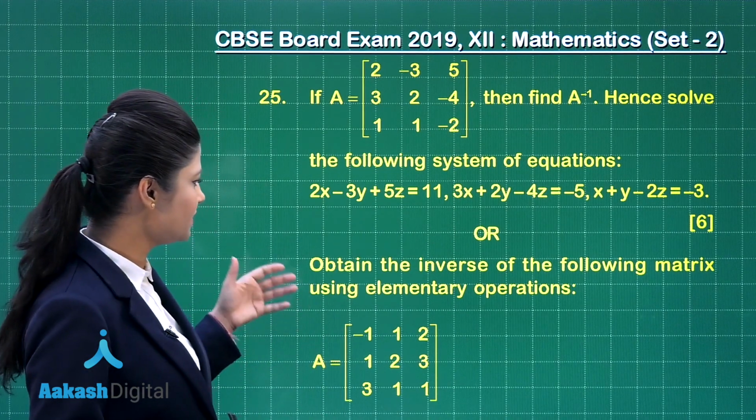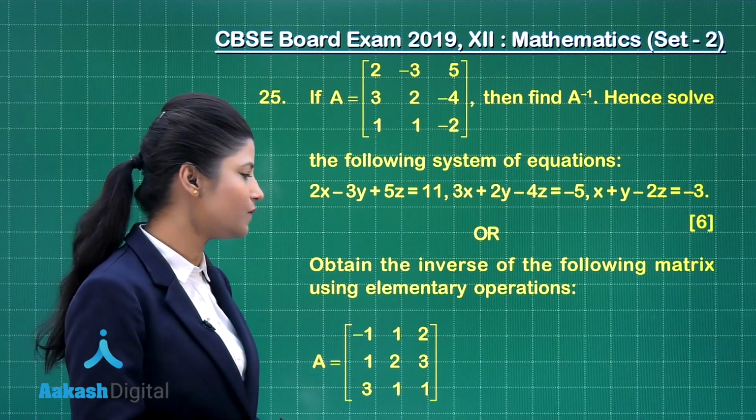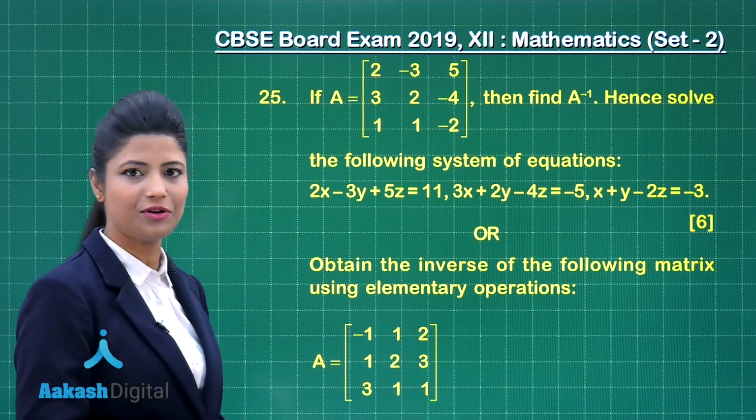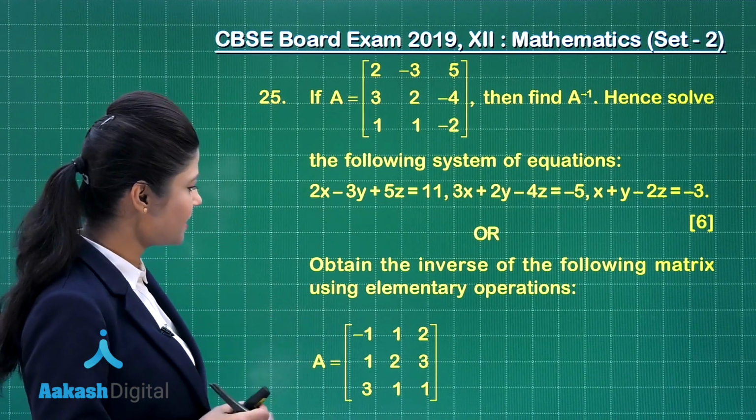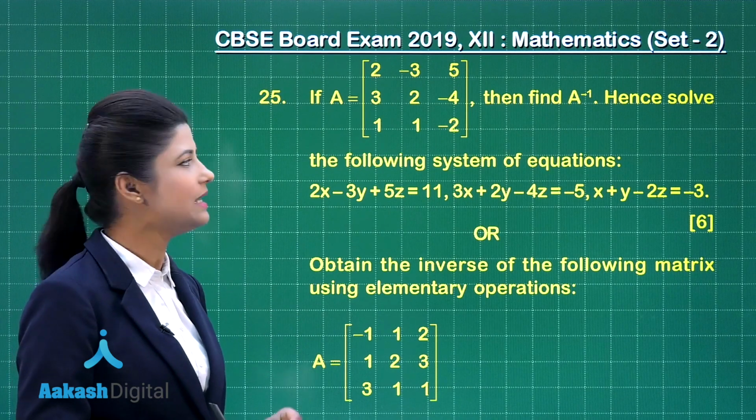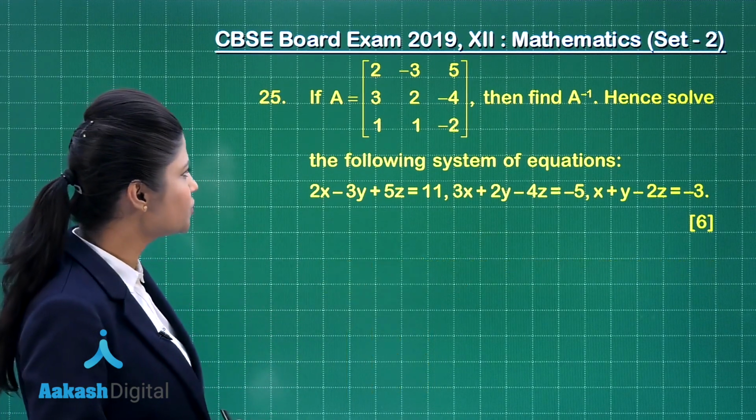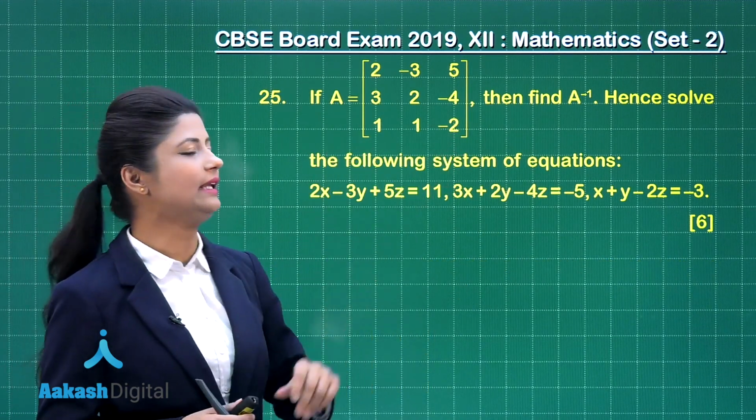And in the second choice, it is stated to obtain the inverse of the following matrix using elementary operations, where I have this matrix A of order 3 cross 3. So very first, let's consider the first choice. Here you need to obtain A inverse.